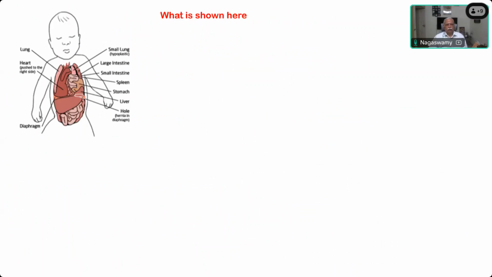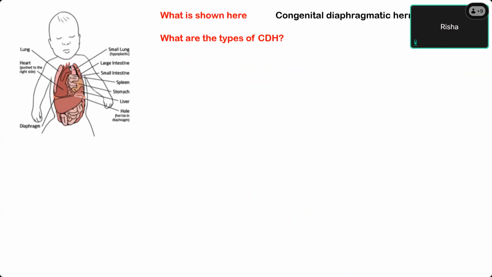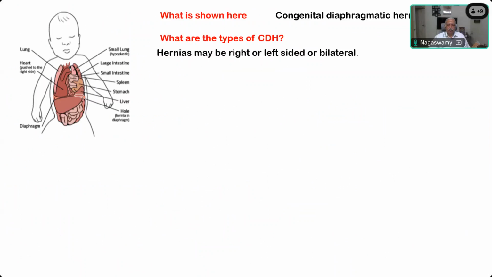What is shown? What is this baby having? Congenital diaphragmatic hernia, sir. Excellent. Congenital diaphragmatic hernia in a newborn. What are the types of congenital diaphragmatic hernia? The anterior, the Bochdalek and Morgagni, posterolateral, and anterior. The correct answer is it may be right, left, or bilateral.